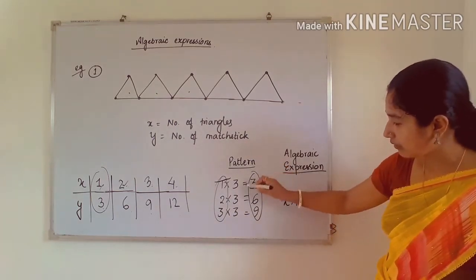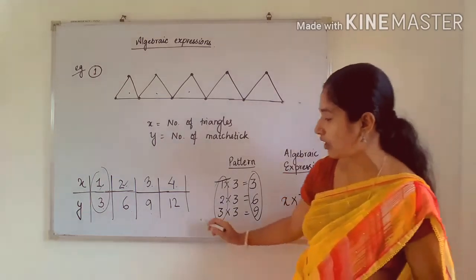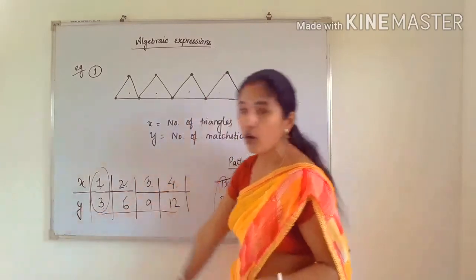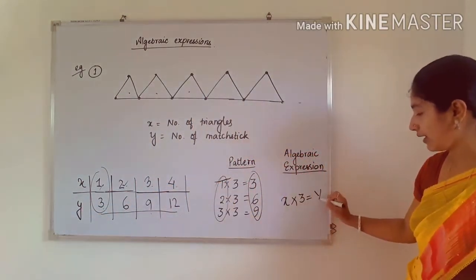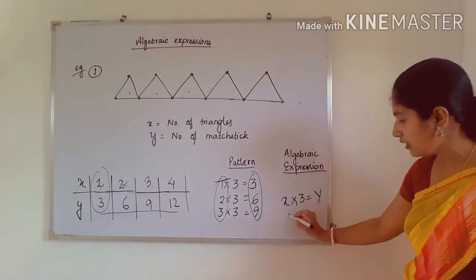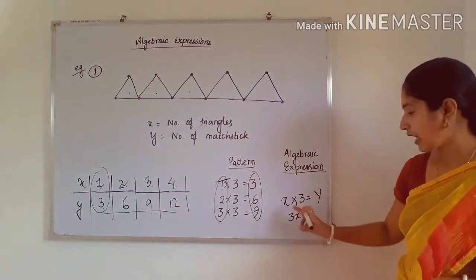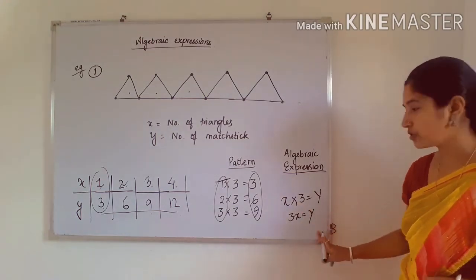What are we getting on the right hand side? It is 3, 6, 9, 12 like this. These are the values of what? Y. So we have to write y. So what will be our general or algebraic expression? This will be 3x is equal to y. X into 3 means 3x, and 3x is equal to y.